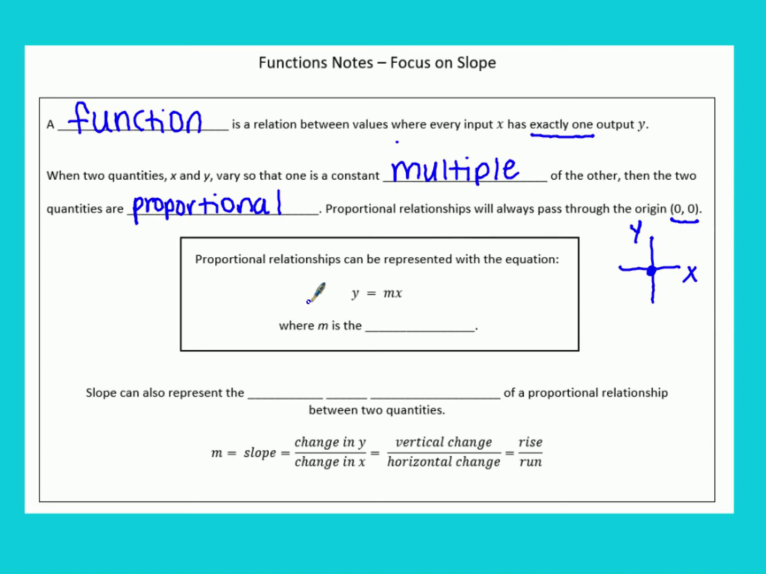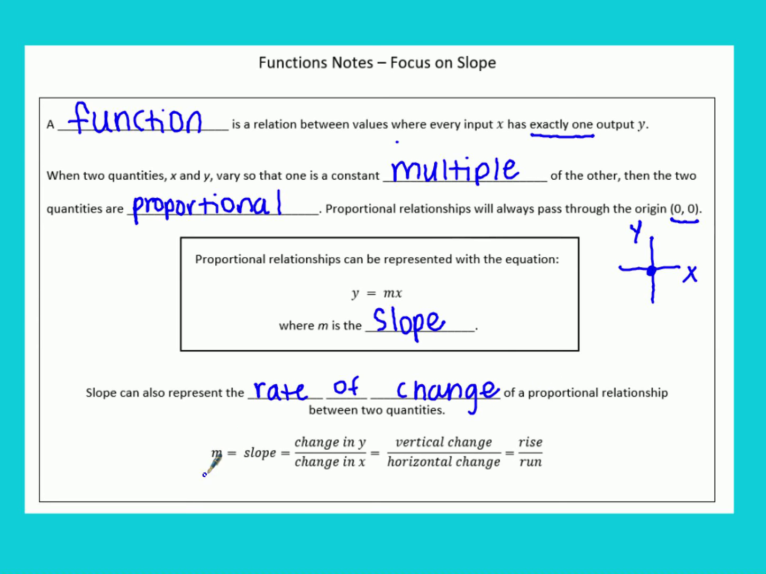Proportional relationships can be represented with the equation y equals mx, where m is called the slope. So you'll see equations in this form, and the m is what we're going to be solving for. That slope is going to be different in each type of the equation that we're going to be seeing. Slope can also represent the rate of change of a proportional relationship between two quantities. So you could be talking about the rate of change of the speed of something over time, or how much money is accruing after a certain number of days. These are going to be some examples that we'll see with this type of relationship.